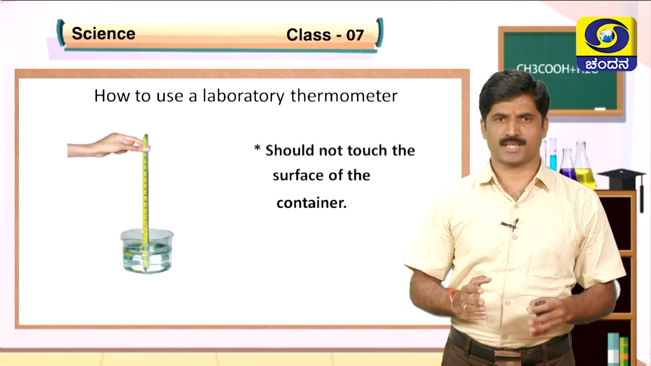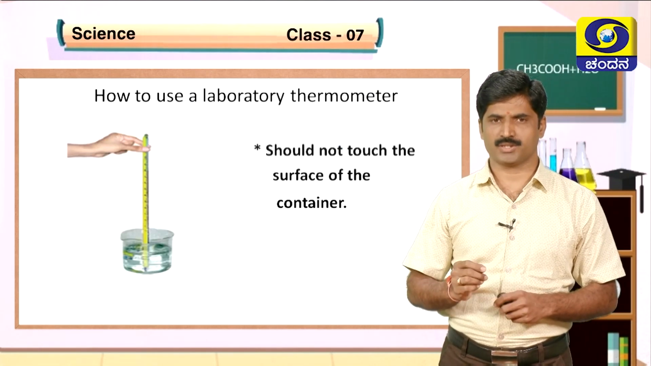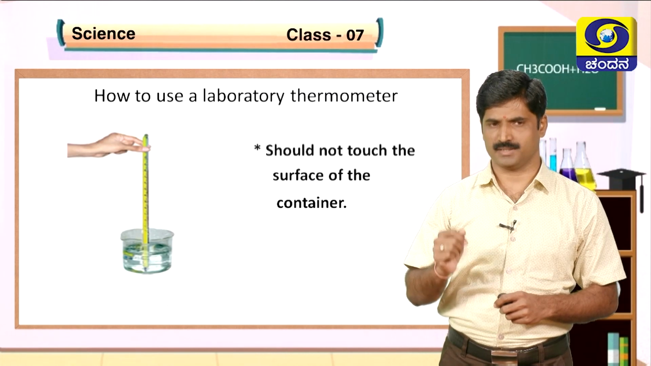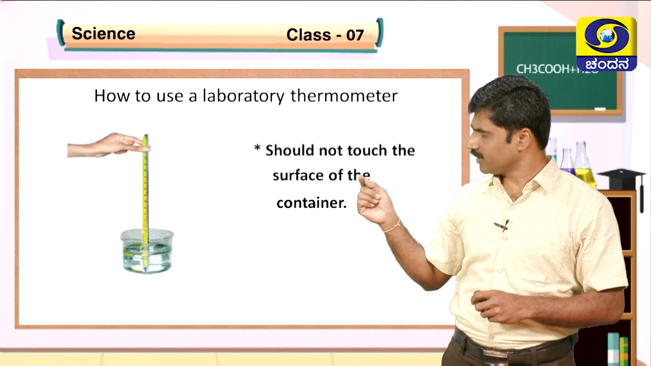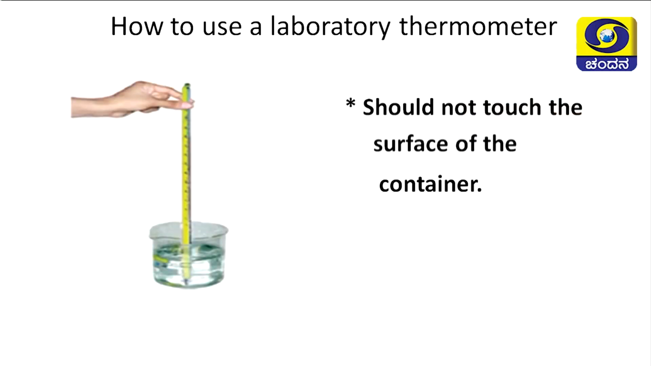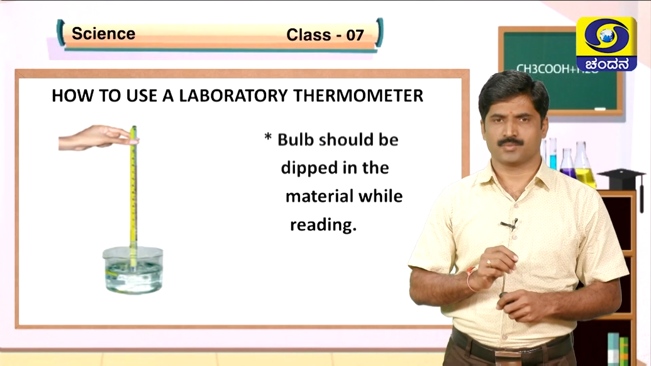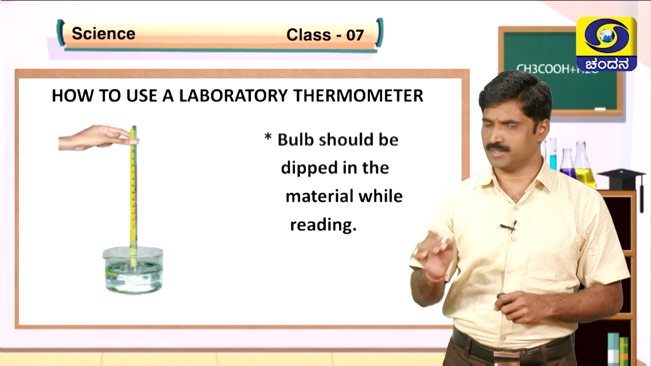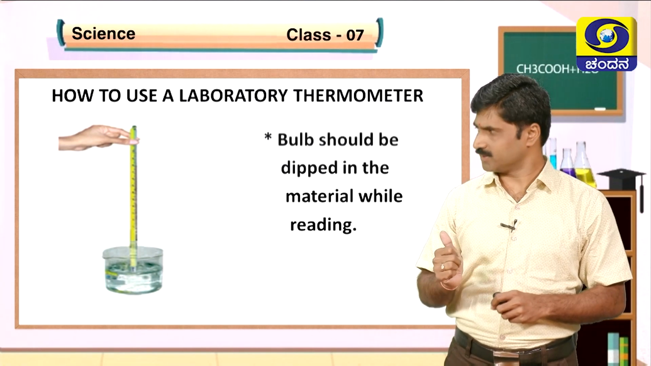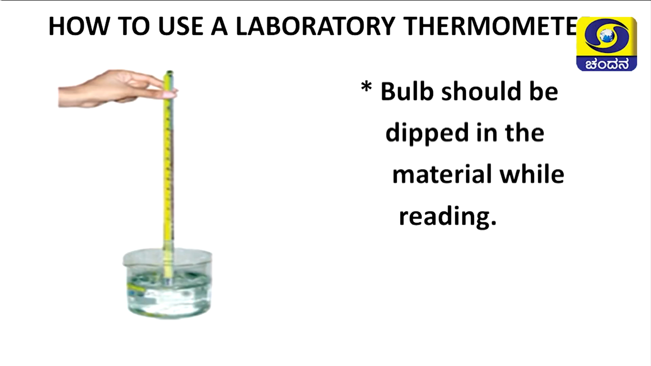How to use a laboratory thermometer? The thermometer should not touch the surface of the container. In this picture, you can see the thermometer is touching the bottom of the surface. So, it is the wrong method. The bulb should be dipped in the material while reading. Look at this picture, the thermometer bulb is not dipped in the material. So, it is also a wrong method.